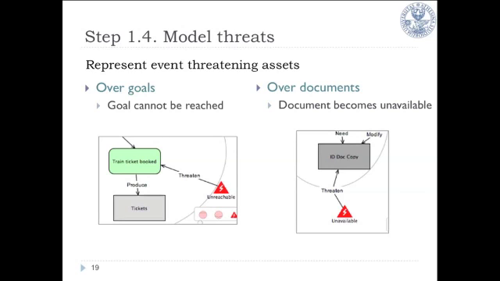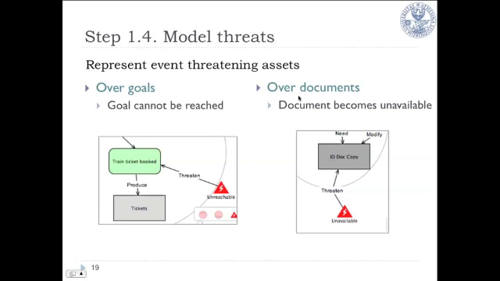We express these events as threatening goals actors want to achieve, or documents they might need or possess to achieve their goals. So, for instance, when expressed over a goal, a given event could specify that the goal cannot be reached, and we want to see that if this given goal is threatened, how it would affect the rest of the stakeholders' assets and interactions.